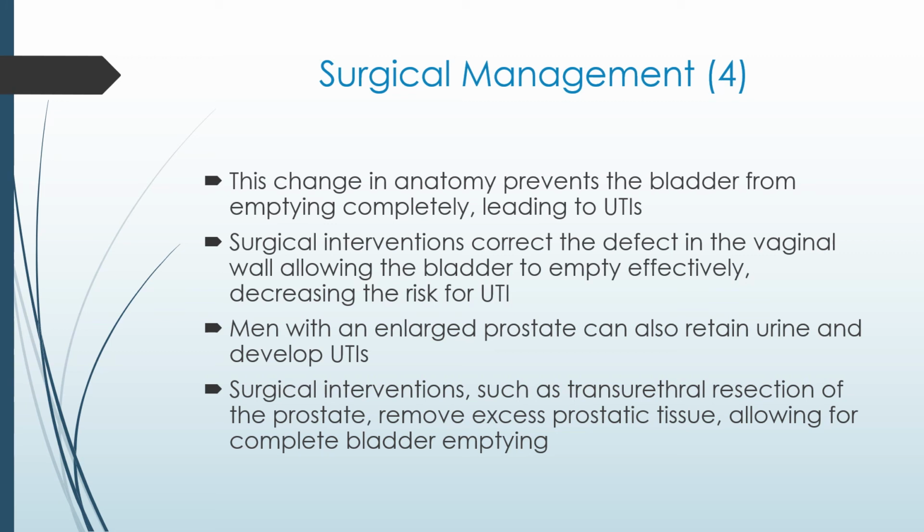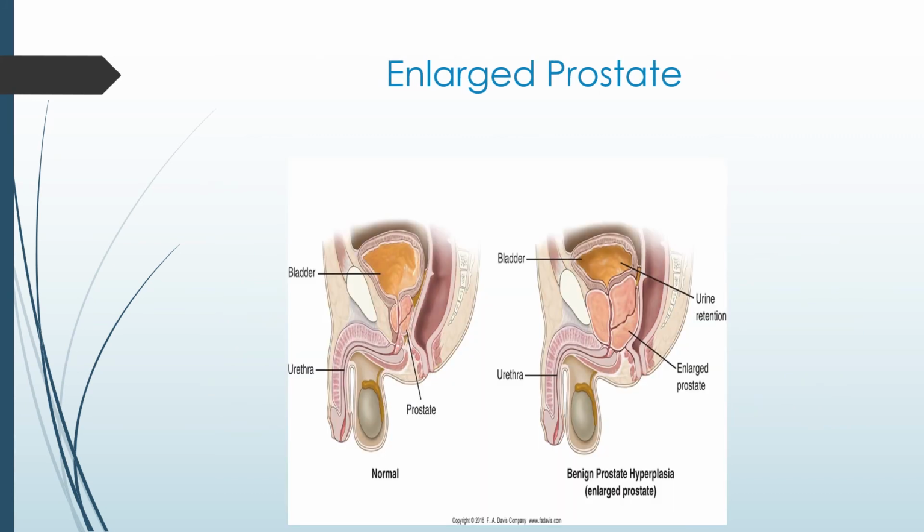Men with an enlarged prostate can also retain urine and develop UTIs. So surgical interventions such as a transurethral resection of the prostate, otherwise known as a TURP. If you've been in the clinical setting taking care of clients, or maybe when you're looking at their past history and physical and it says that they've had a TURP, this is what it is. It will remove excessive prostatic tissue, allowing for complete bladder emptying. And this is what the enlarged prostate looks like in a male.